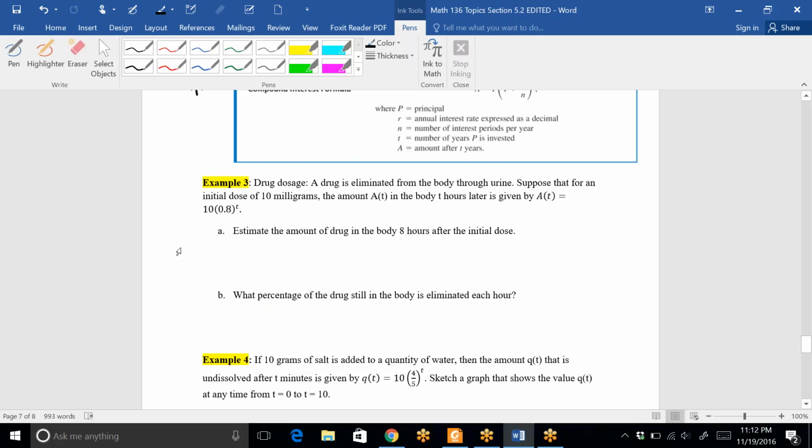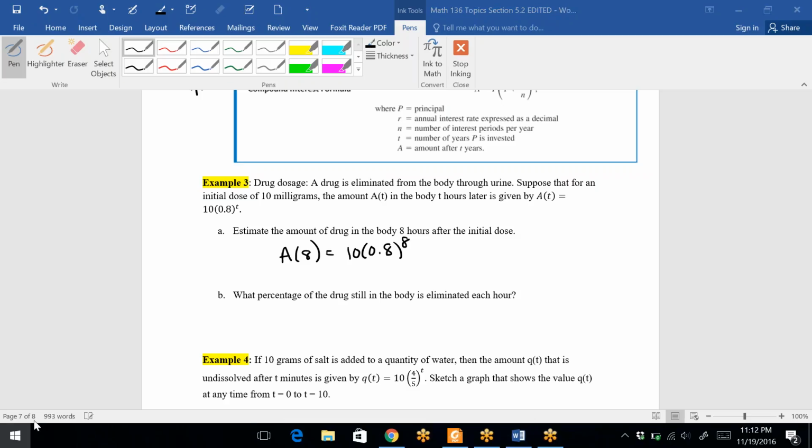Drug dosage. A drug is eliminated from the body through urine. Suppose that for an initial dose of 10 milligrams, we know that the amount in your body after T hours later is given by the formula 10 times 0.8 to the T. Estimate the amount of drug in the body 8 hours after the initial dose. So that means they're just telling us to plug that in. So 8 is going in for time. So 10 times 0.8 to the 8th. We need our calculator for that.